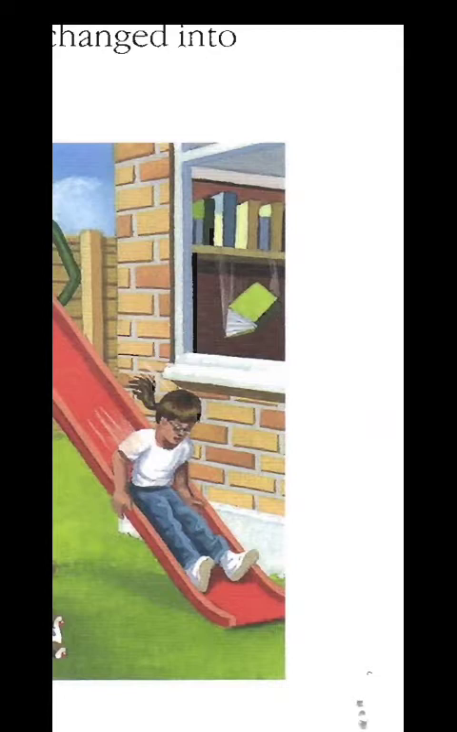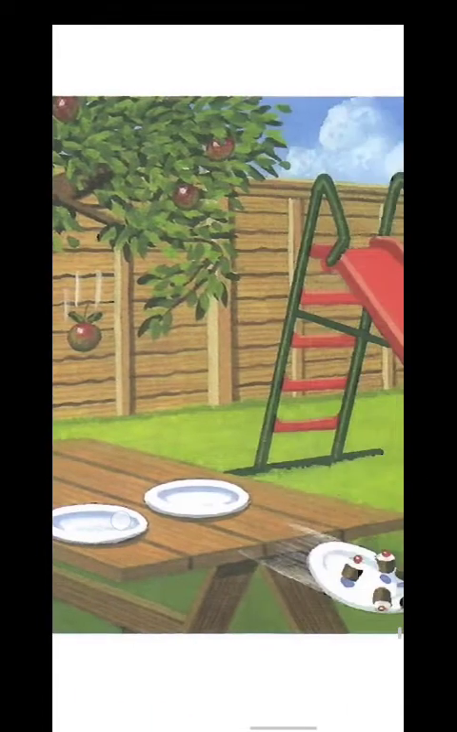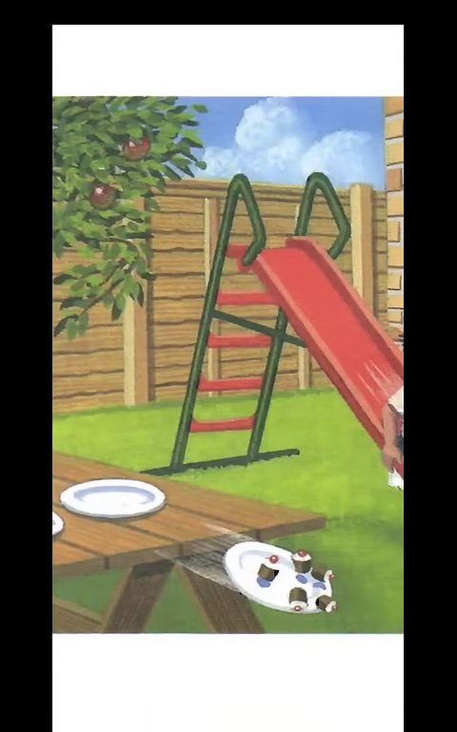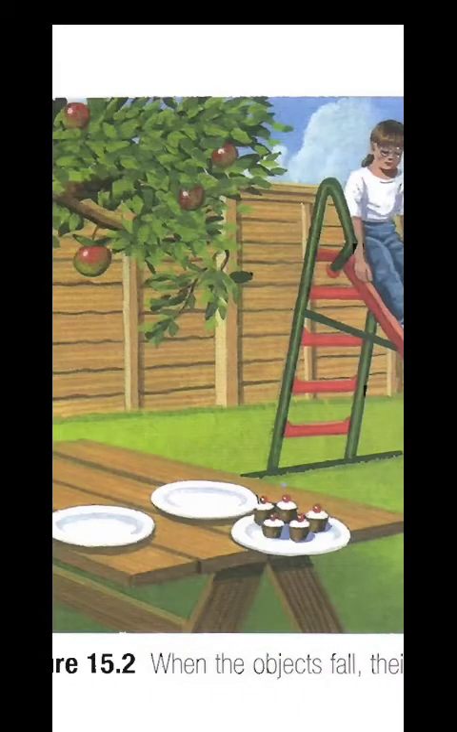And if you look at the window, you can see that there are some books, and I think there's a book falling down from the shelf. And there's a plate on the table, and a plate is falling down as well. What's happening around here? You have some apples on the tree. You see those red apples on the tree.